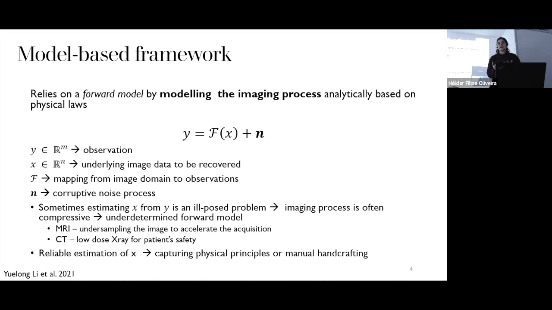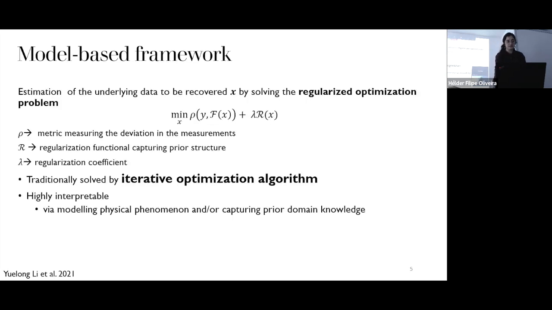Sometimes this can be an ill-posed problem because of the nature of how the imaging process is undertaken. Sometimes we want to accelerate the acquisition and we undersample the image, or sometimes for safety reasons, in the case of CT, we use a low dose of X-ray, and it gives us a very low signal-to-noise ratio. And the reliable estimation of X is done by capturing physical principles by manual handcrafting.